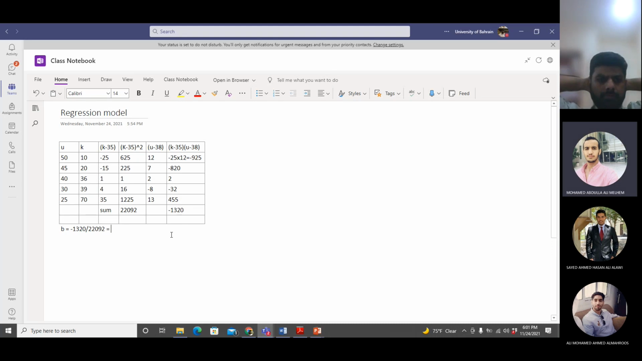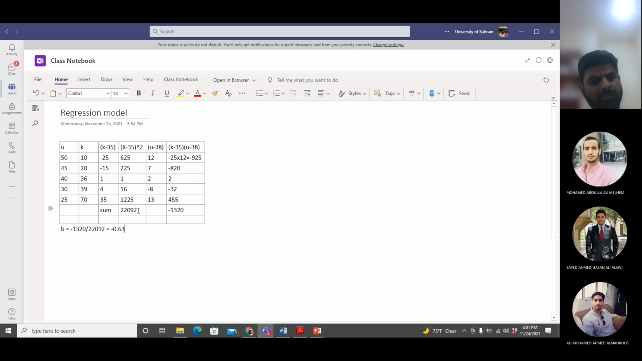Doctor, I guess this is not 22092, it's 2092. How much is it then? Minus 0.63. What's the problem? The summation is not 22,000. It's 2,000. 2092. Yep. With 2092, you are getting this minus 0.63. Is value B correct or not? Yeah, correct.